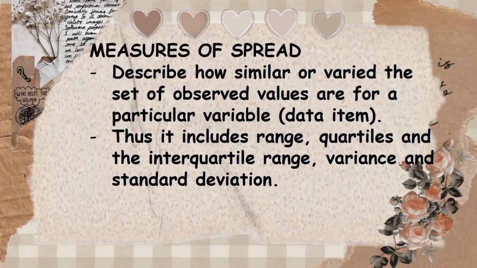Lastly are the measures of spread. Measures of spread describe how similar or varied the set of observed values are for a particular variable or data item. Thus, they include the range, the quartiles and the interquartile range, the variance, and the standard deviation.